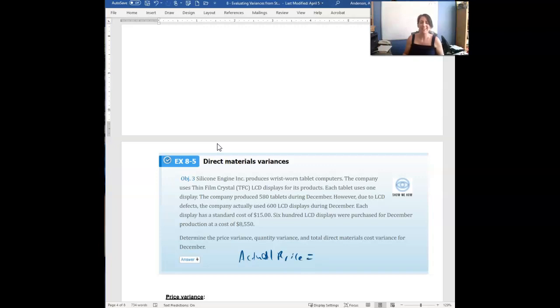But actual price. The actual price for this is you have 600 LCD displays were purchased at a cost of $8,550. So the actual price we'd be looking at for just one, it'd be $8,550 divided by 600. And that's going to give you the actual price of $14.25. And what you're doing is you're comparing it to the standard price, which is $15. That's your standard price. So that's what you're comparing it against. But getting to that $14.25 is the hard part in this problem, from what I've seen.